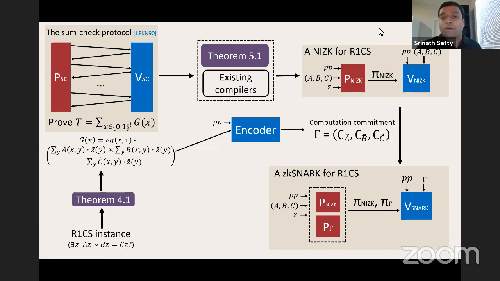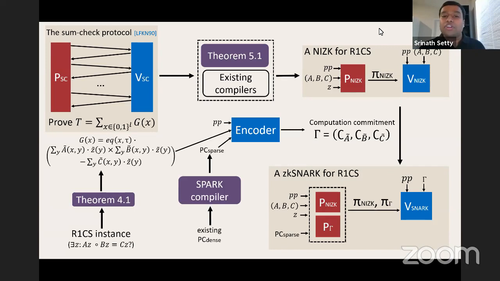One remaining technical problem is that both the encoder and the prover require a polynomial commitment scheme for sparse multilinear polynomials. So if we apply existing schemes, both the encoder and the prover incur costs that are quadratic in the size of the circuit. So we design a generic compiler that can take an existing polynomial commitment scheme for dense multilinear polynomials and then transform it into a scheme for sparse multilinear polynomials.